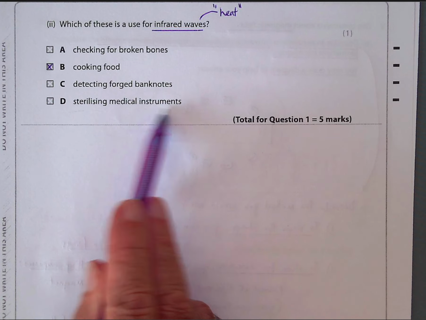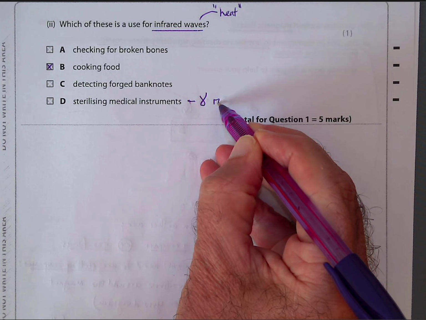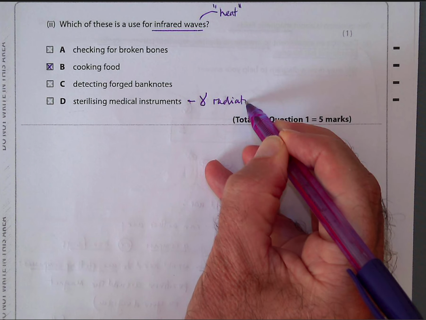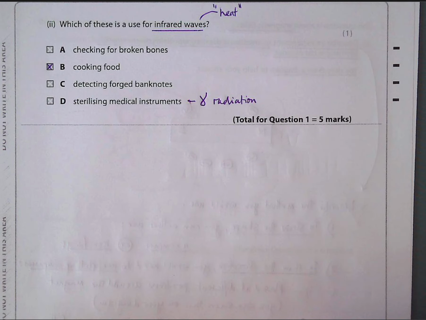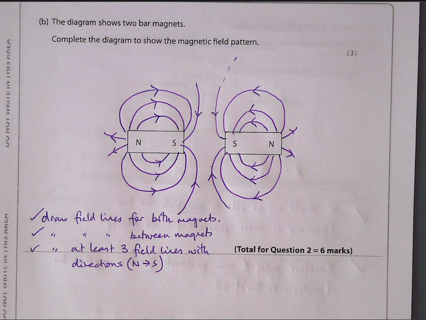Sterilizing medical instruments, that would be gamma radiation, which is similar to X-rays but produced by radioactive sources. So that's the first question done, and that's 5 marks, easy marks if you revised.